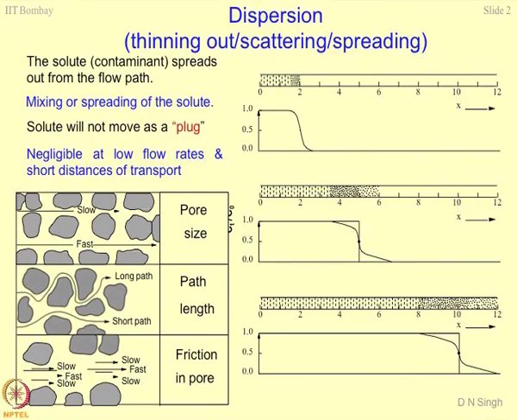Is this part clear? The second model to consider would be path length. The chances are the contaminant or the solute may follow this path, clear, or it may follow this path. So there could be a short path, there could be a long path. Again, this is going to lead to the velocity of flow. Whenever there is a contrast in the velocity of the flow, the dispersion phenomena will dominate.